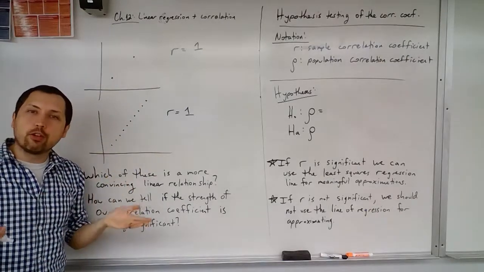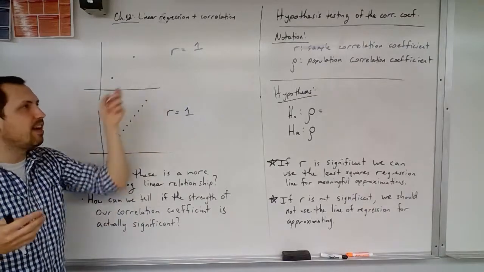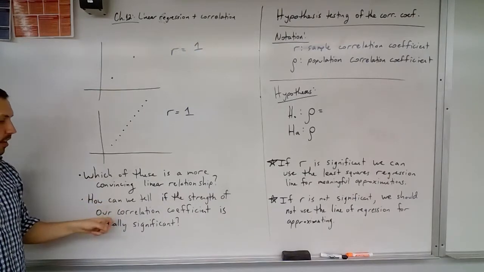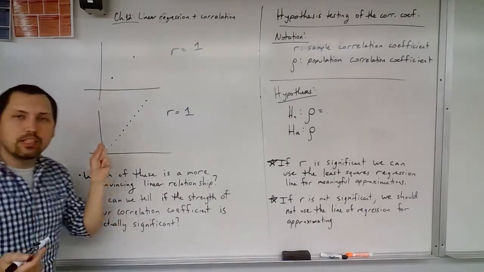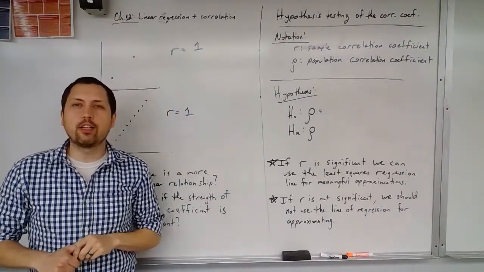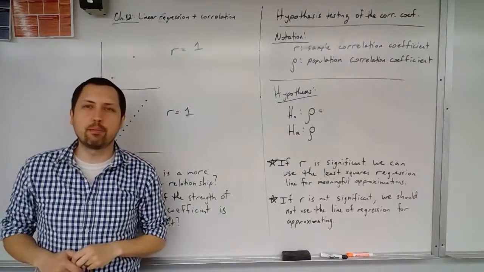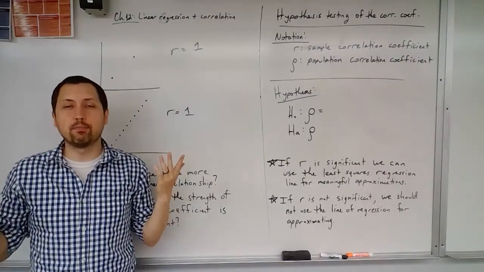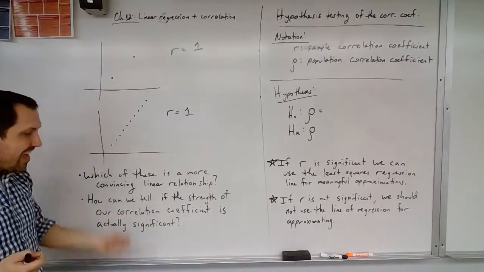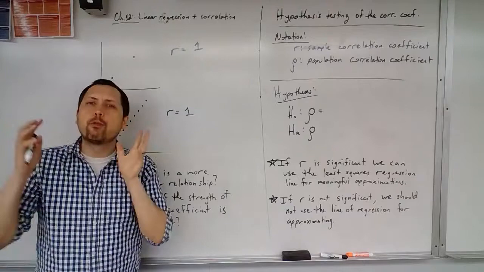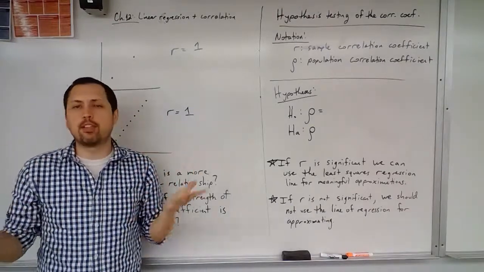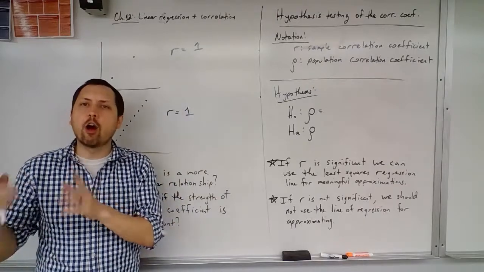Now, in general, this is going to be a question that we'd like to ask: how can we tell if the strength of our correlation coefficient is actually significant? Here, I would argue that even though R equals 1, and it looks like there's a perfect linear relationship, that's not a significant linear relationship. I'm not convinced at all that there is a linear relationship. I need more data at that point. So how do we tell if this R value really is something meaningful and not just due to random chance that we just happen to have a high R value?